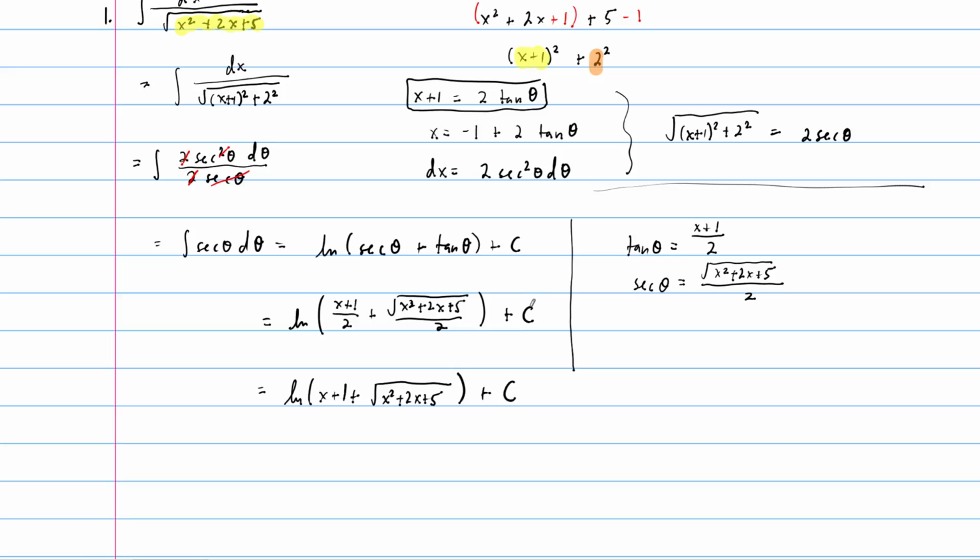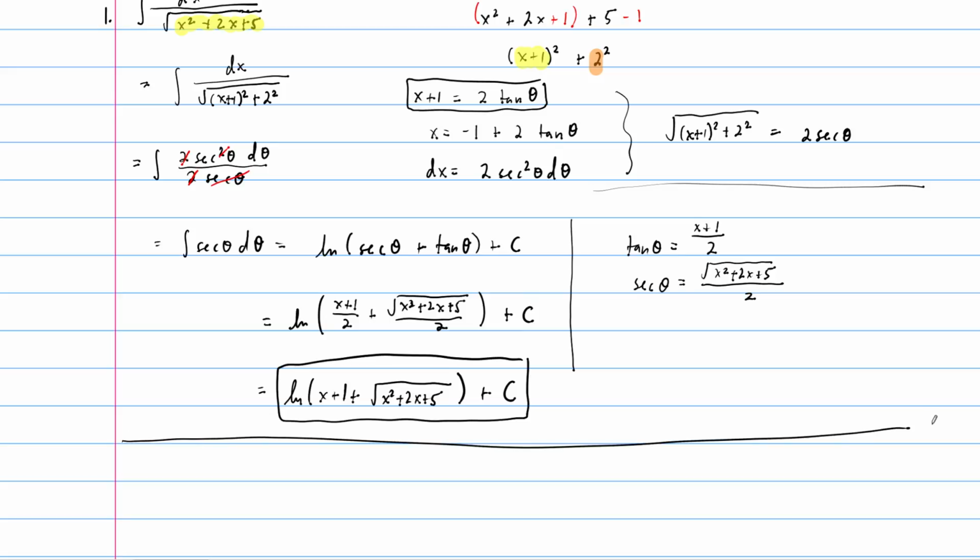This constant is not the same as this one. But that's okay, because this one includes a minus log of 2 from this one. All right, so there's one example. Let's do a couple more.